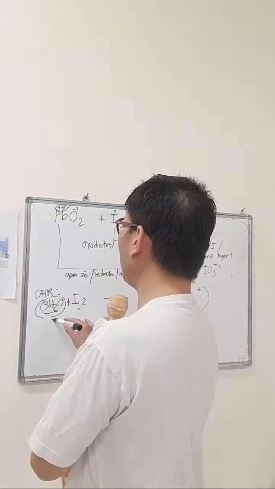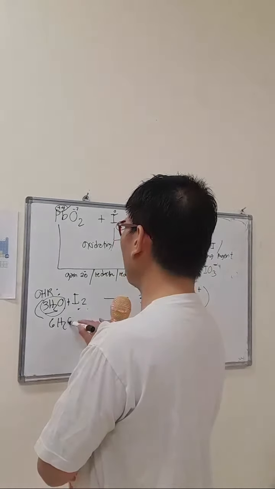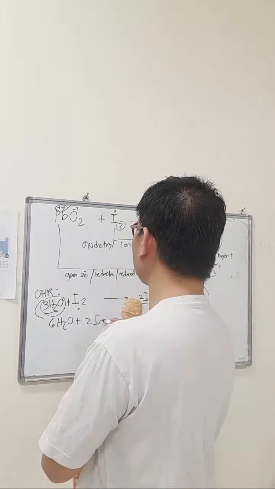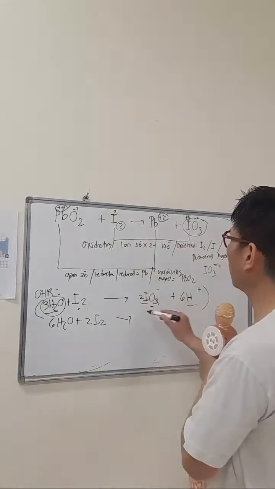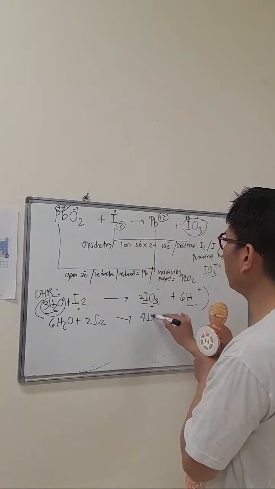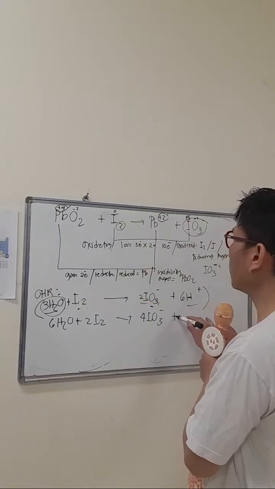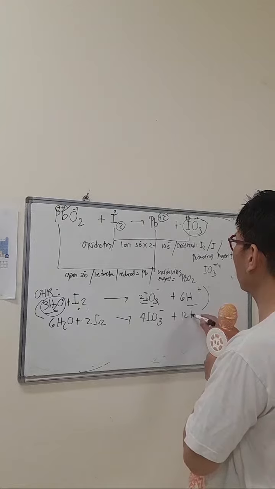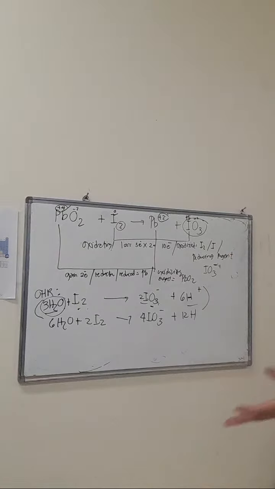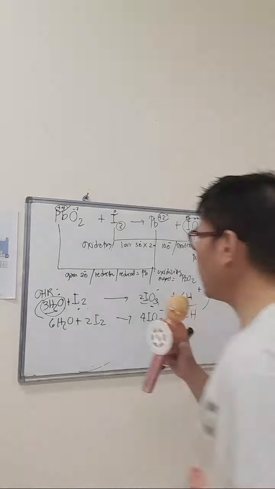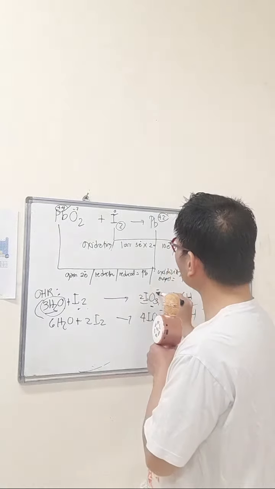So we have 6H2O plus 2 iodine gas equals 4 iodate negative plus 12H. Balance again: 12H, oxygen 6, oxygen 12, plus 4 iodine, 12H. You get the point? Now take note that this is iodate.